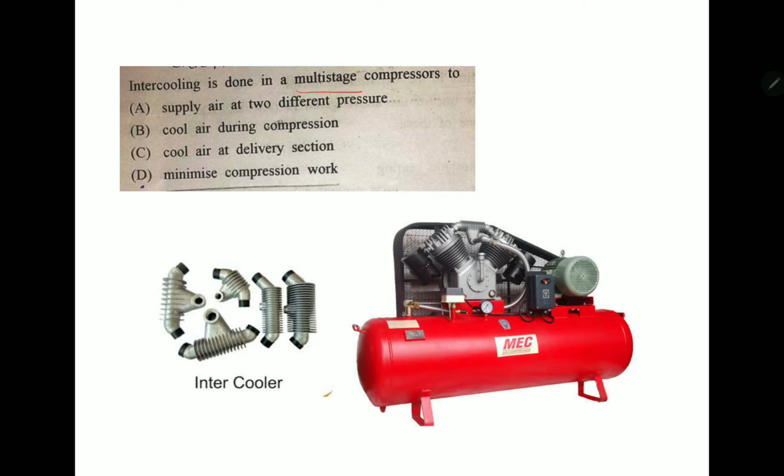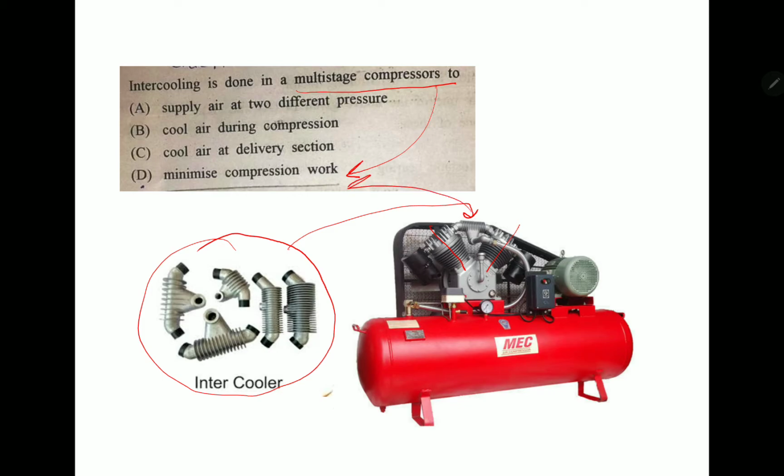Intercooling is done in a multi-stage compressor. The right answer is option D, to minimize compression work. Here we can see the unit of an intercooler with fins. This type of unit will fit between these two piston cylinder arrangements. So this will help to minimize compression work.